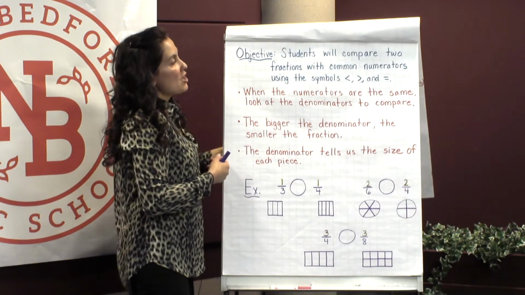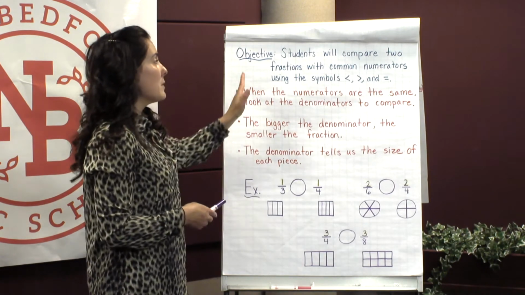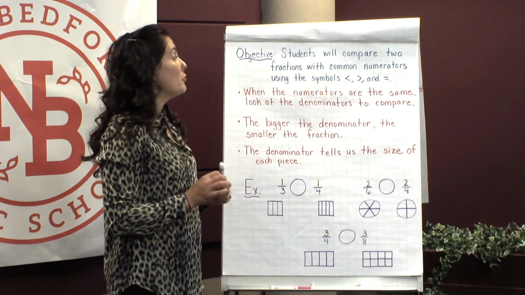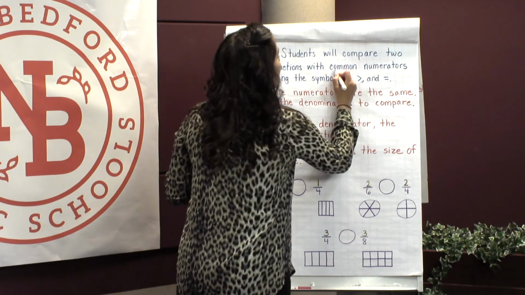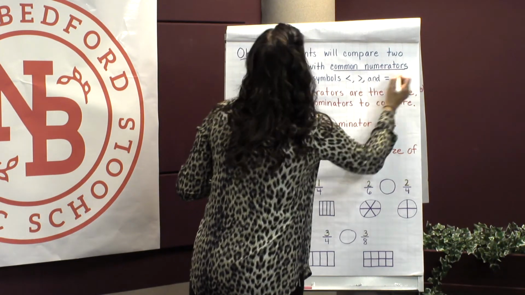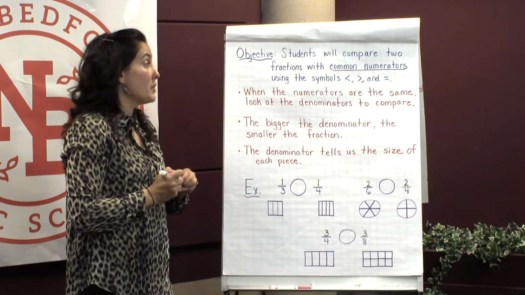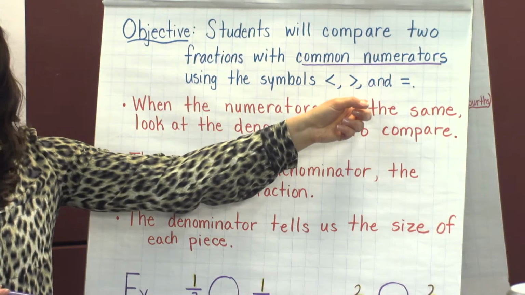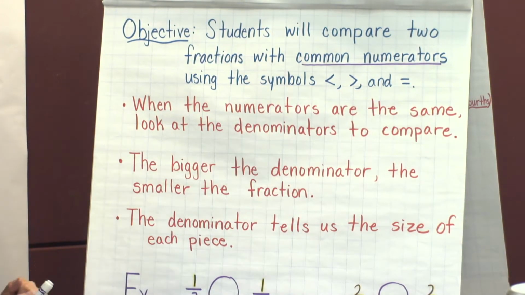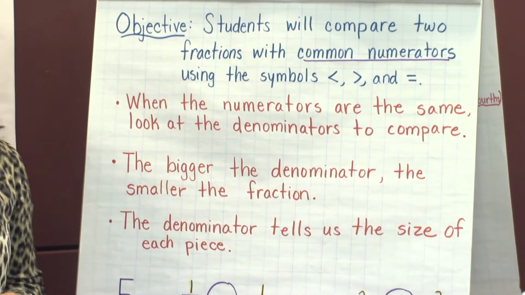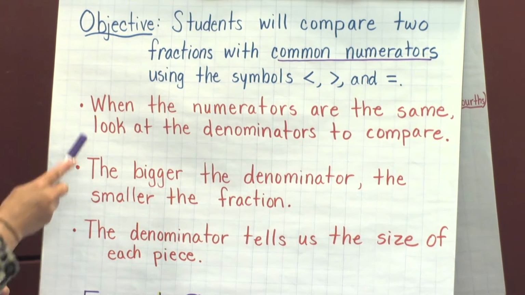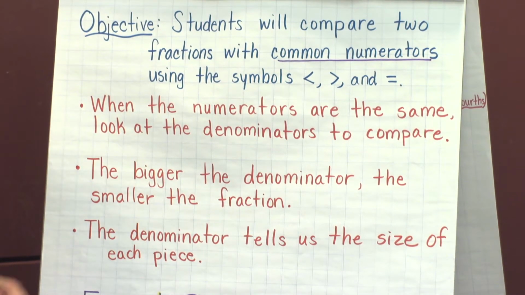Still the same objective, but this time students are going to compare two fractions with common numerators. We're still going to use the symbols less than, greater than, or equal to. I've given you some clues to think about as we try this. When the numerators are the same, you look at the denominators to compare, so it's the opposite.